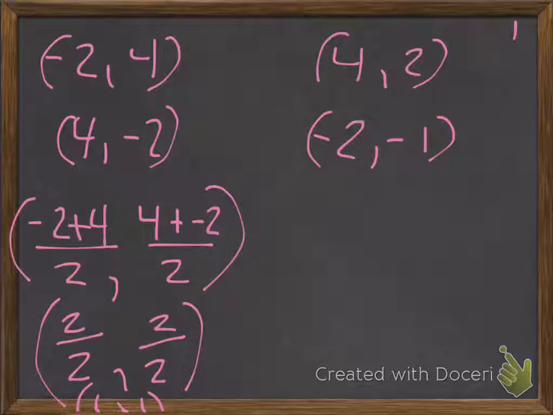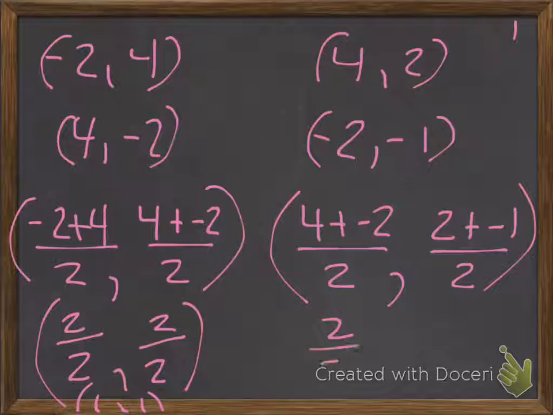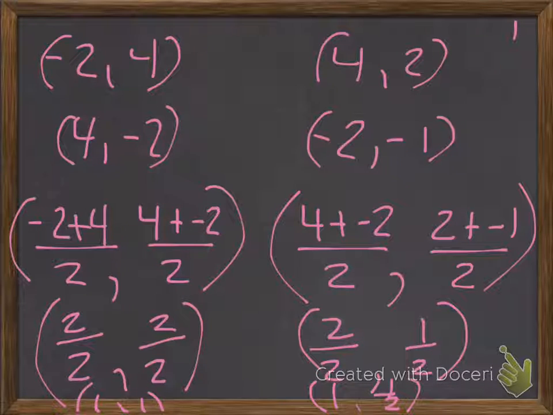Let's see if it's the same. Two over 2 and 1 over 2, so not the same. So this would not be a parallelogram because the diagonals are not intersecting at the same midpoint.